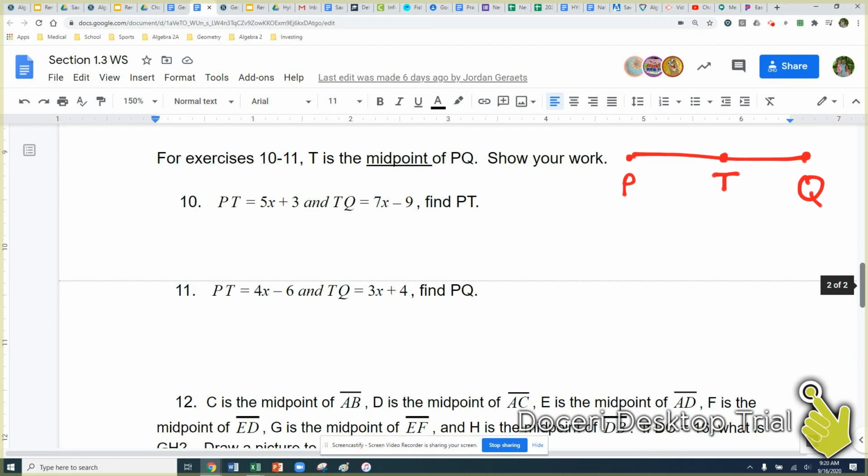They're equal. They're congruent. They're exactly the same. So midpoint is a big term that we're going to use, and we're going to start to use it when we start doing proofs and logic. Midpoint is always going to split your segment into two equal pieces. So now we know that PT and TQ are exactly the same. They're going to be equal to each other.